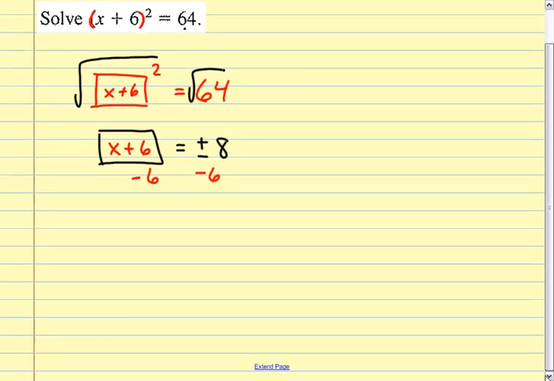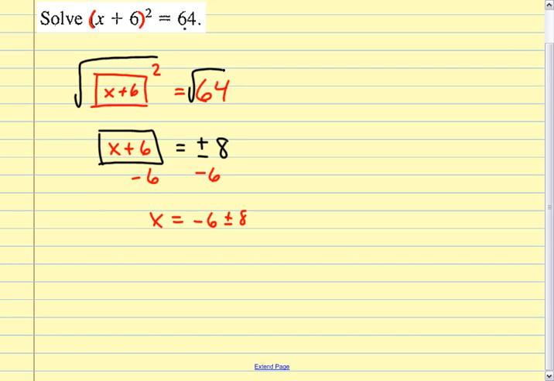Okay. But let's go down here. Now I'm going to have x. X is equal to what? What is x equal to? 2 or negative 10. Well, tell me how I can write it before I figure that. How can I write it? You can do x equals negative 6 plus or minus 8.